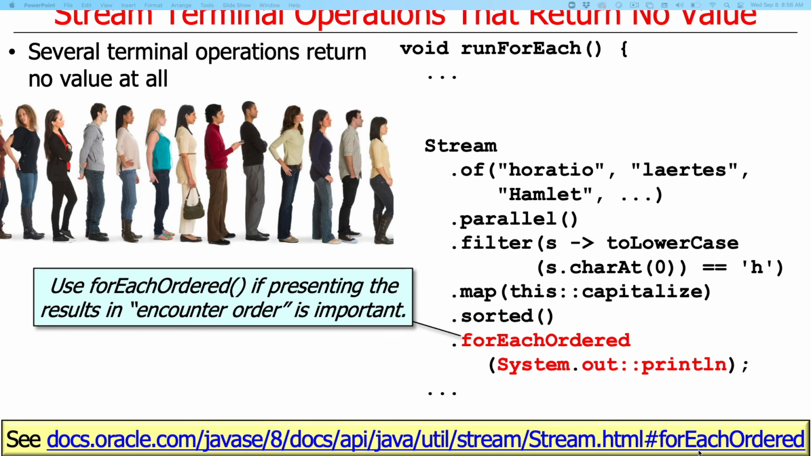There's another terminal operation that doesn't return a value either, and this is called forEachOrdered. forEachOrdered is useful if you want to present the results in so-called encounter order. So what the heck is encounter order? Encounter order is just the order in which the original data was seen by the stream. So in this particular example, encounter order would be Horatio, followed by Laertes, followed by Hamlet, and so on. Now, in this particular case, it doesn't make any sense to try to preserve encounter order because we sorted the array. So what was the point of trying to preserve encounter order? Using forEachOrdered wouldn't be useful here at all, and it actually makes things slower regardless.